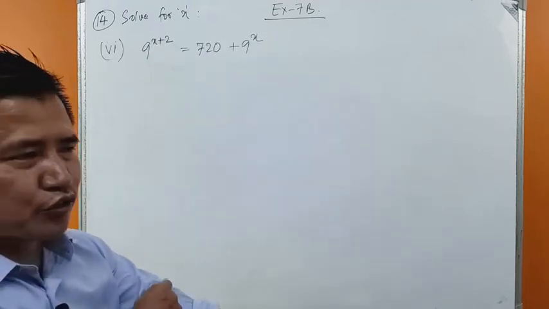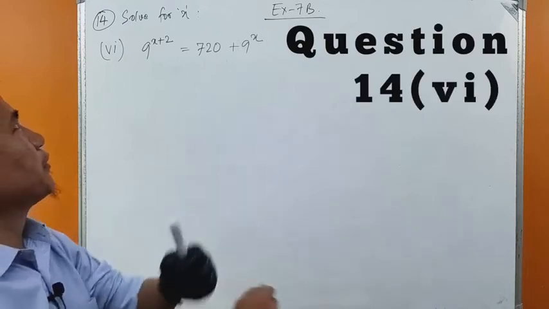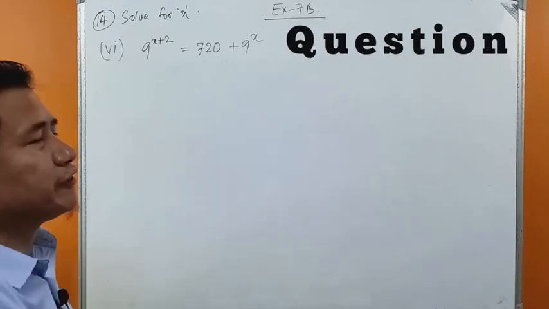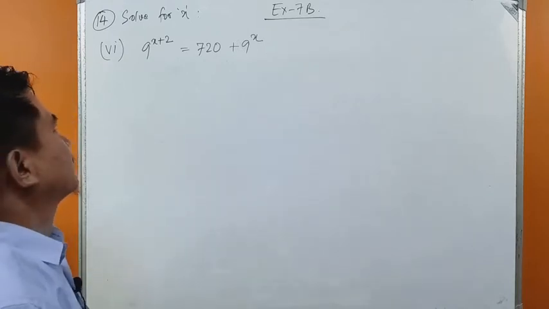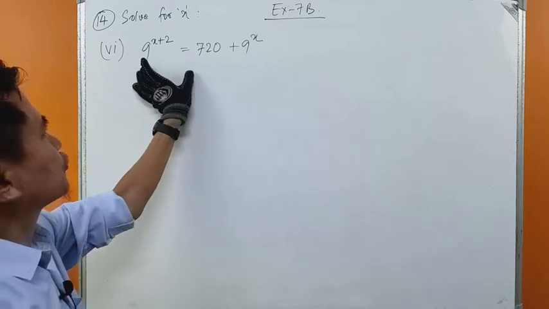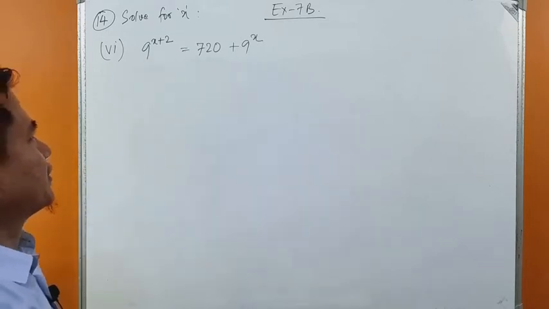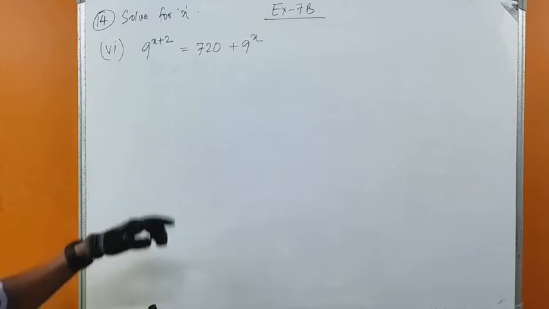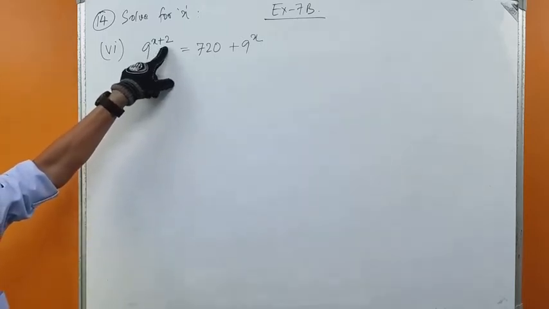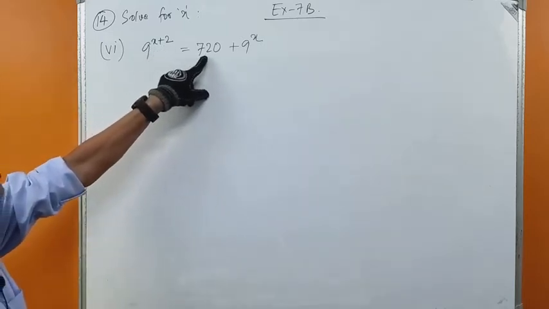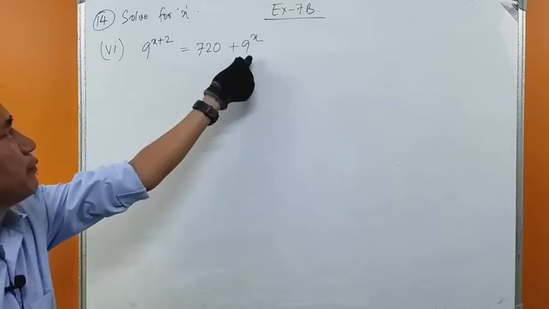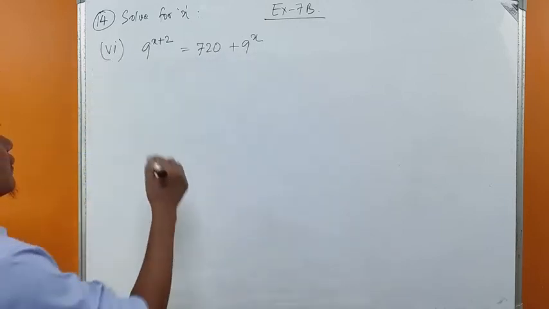Okay, this is the last question from this exercise 7b, question number 6 of 14. Okay, we will solve this. Solve means we are asked to find the value of x from this equation, isn't it? So we have 9 to the power x plus 2 equals 720 plus 9 to the power x. We bring this 9 to the power x to the left hand side, okay?